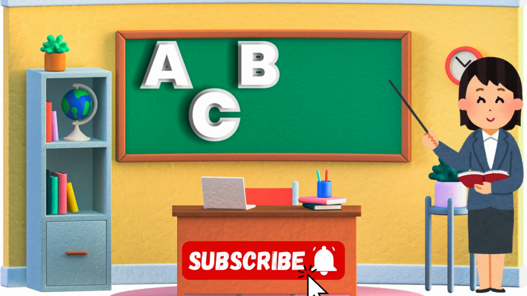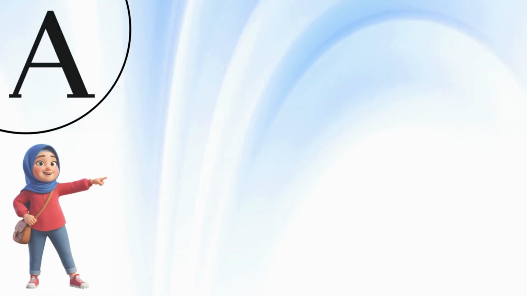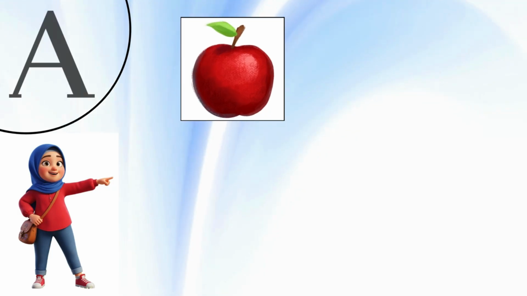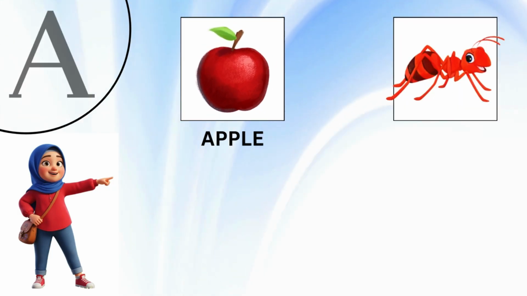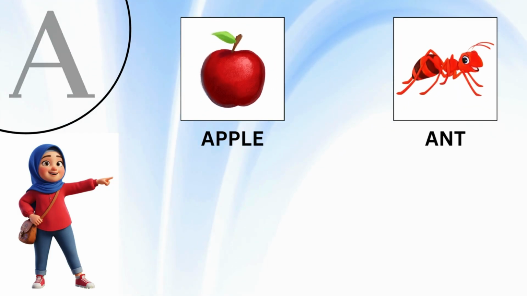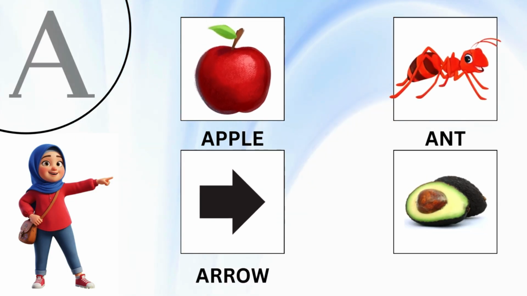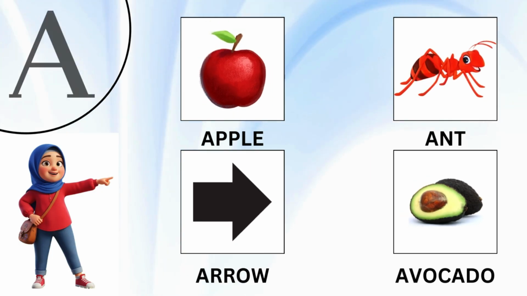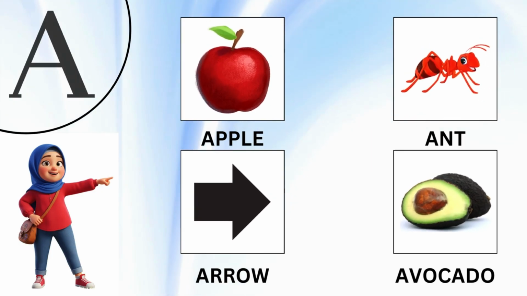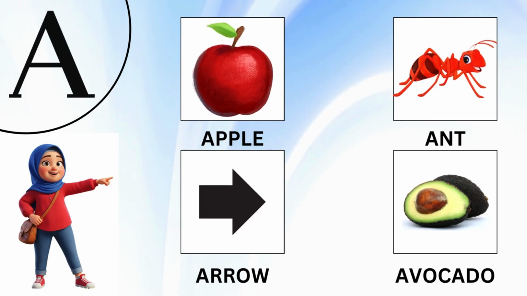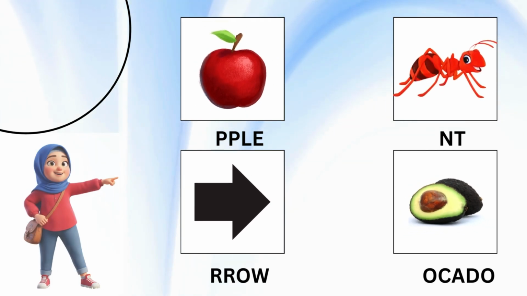Are you ready? Let's start. This is letter A. A is for apple. A is for ant. A is for arrow. A is for avocado. Apple and arrow and avocado.